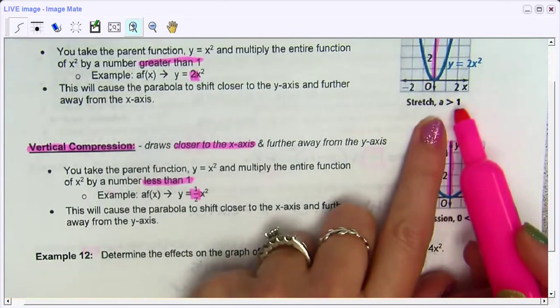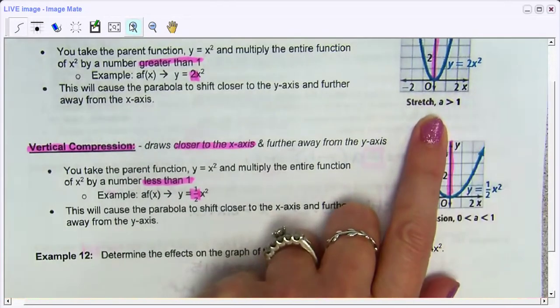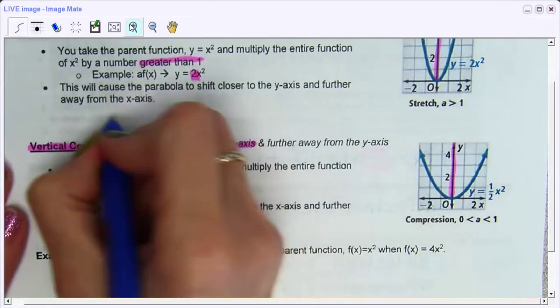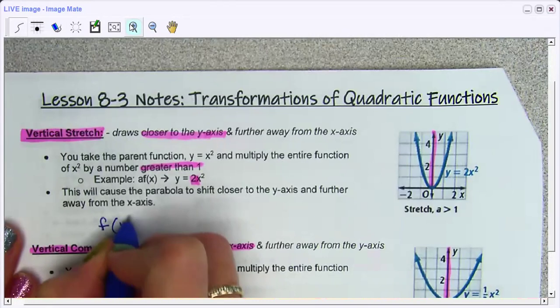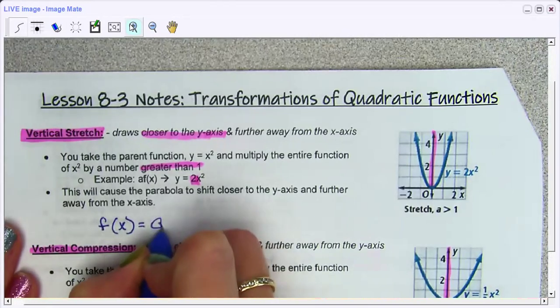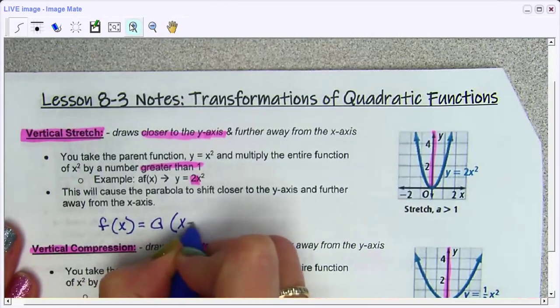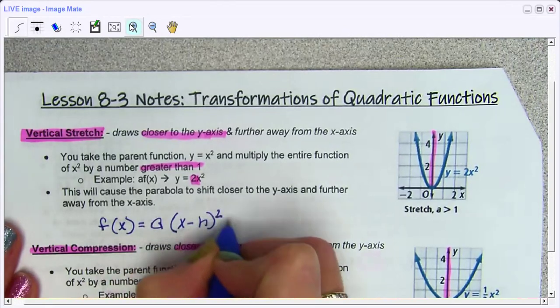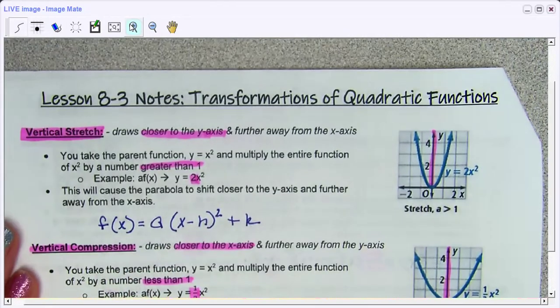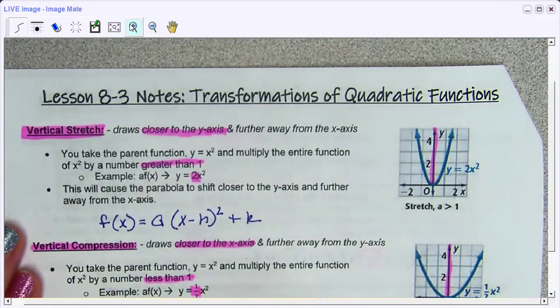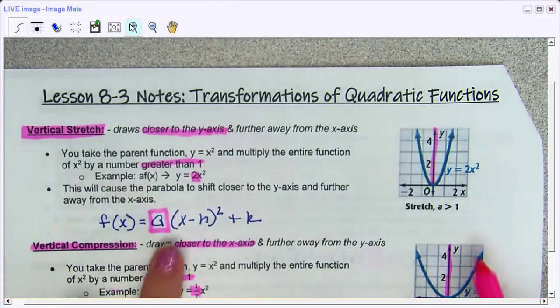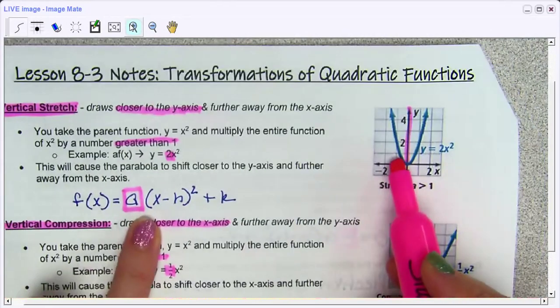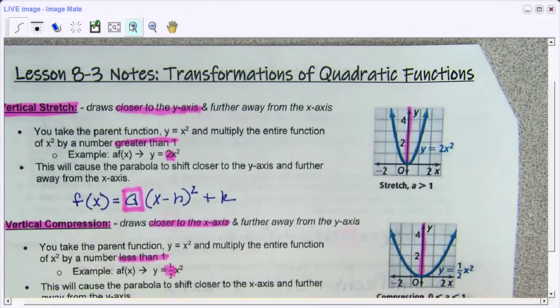So let's go ahead and write the function again up here. We're going to write f of x equals a times (x minus h) squared plus k. And when we're talking about a stretch or a compression, we're talking about the a. So if your a is greater than 1, you're going to have a stretch. If your a is between 0 and 1, you're going to have a compression.